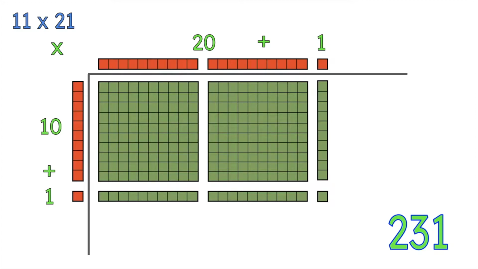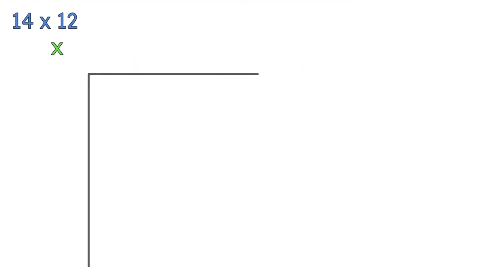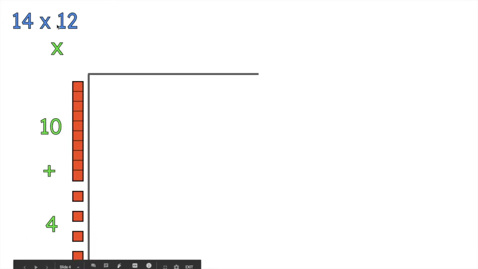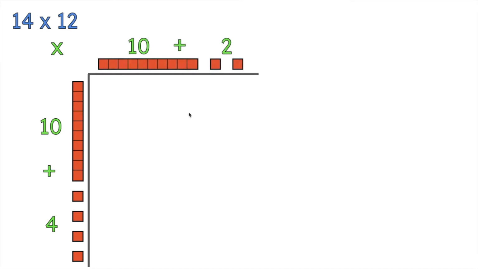Let's do one more. 14 times 12. We want 14 groups of 12. So let's get started. I'm going to decompose 14 into 10 plus 4. And that's 1 rod and 4 ones. Boom. Now I'm going to decompose 12. 12 will decompose into 10 plus 2. That means I got 1 rod and 2 units. Sweet. So let's go ahead and get started with our multiplying.